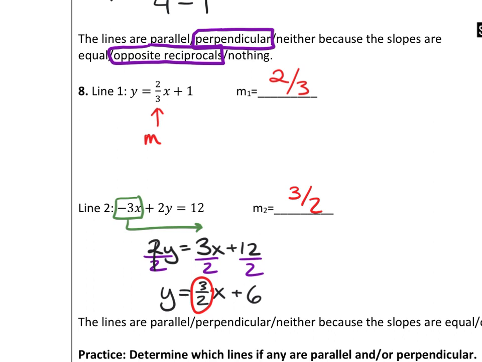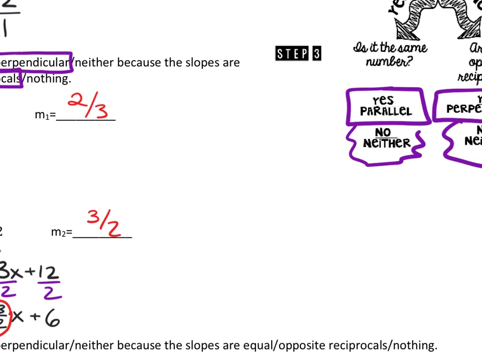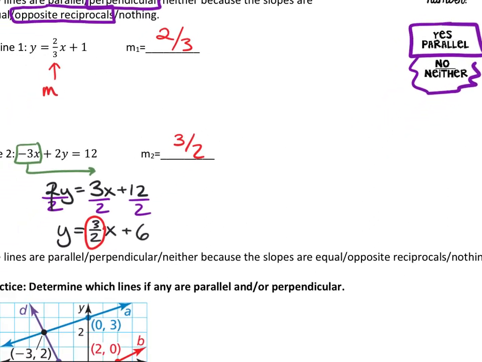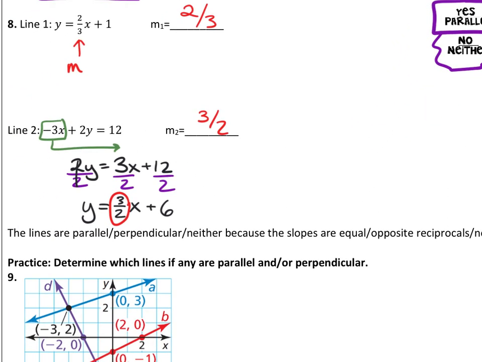Now that we know the slope of both lines, we just compare them, but we can use my flow chart. In step 2, it says, are the signs the same? Yes or no? These signs are the same. They're both positive. The next question on that part of the flow chart says, is it the same number? Are these the same exact number? No. So how do we answer this one? Is it parallel? Is it perpendicular? So what do you say?